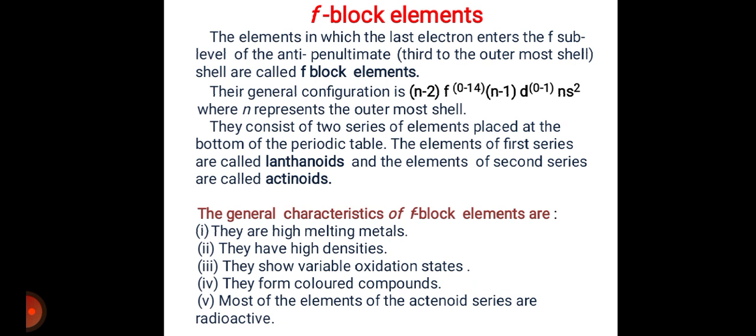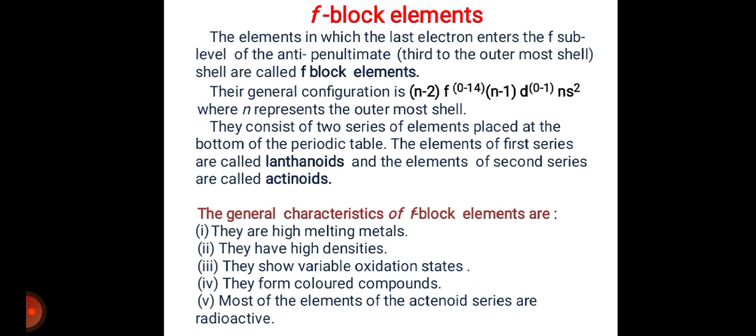And next is the f block elements. What are the f block elements? The elements in which the last electron enters the f subshell of the antepenultimate shell, that is, the third to the outermost shell, are called f block elements. The general electronic configuration is (n-2)f0 to 14 (n-1)d0 to 1 ns2.